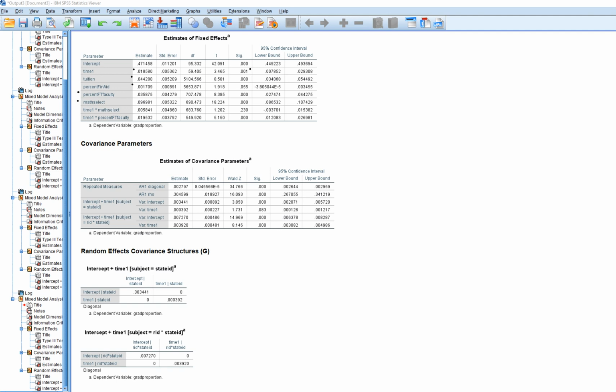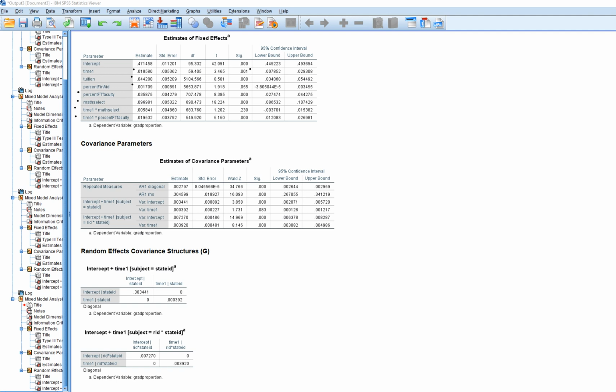These level 2 predictors were predicting variation in the intercepts for the institutions, the intercepts being the initial status in terms of grad proportion. We also incorporated the interaction terms, cross-level interactions between the level 2 between-institution characteristics of selectivity and percentage of full-time faculty, and the time component, the growth component, occurring at level 1.